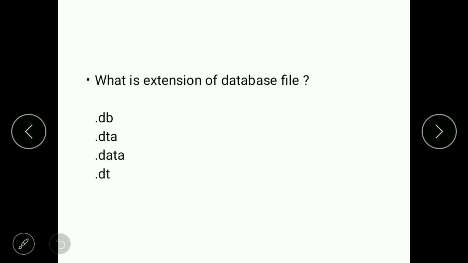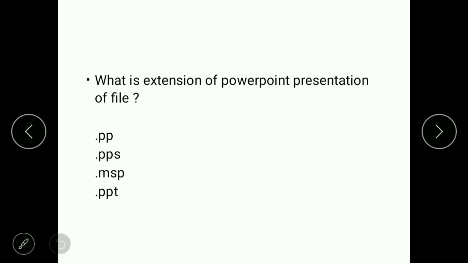What is extension of database file? Answer is .db. What is extension of PowerPoint presentation file? And its answer is .ppt.